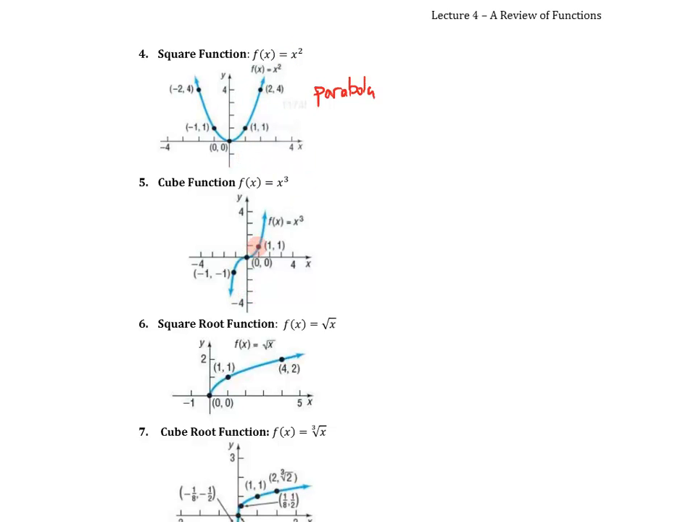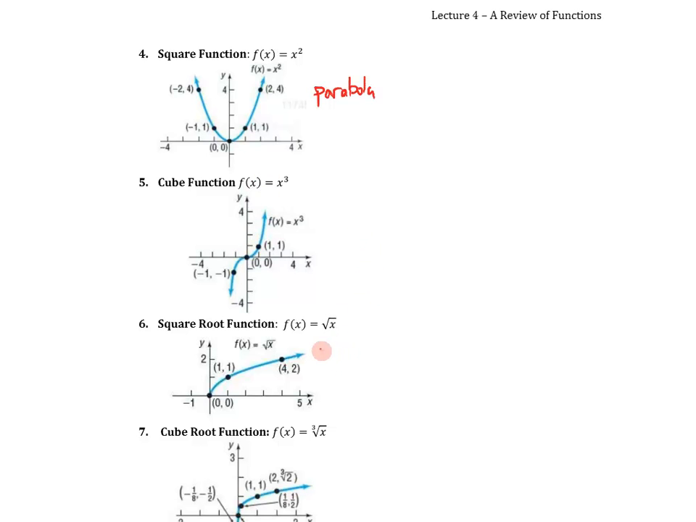The cube function looks very similar to a parabola, in which you break the piece on the left-hand side and flip it down. So you end up with something that looks like this shape, although actually it's a little bit flatter than a parabola down here in this region, and steeper, it climbs faster than a parabola.